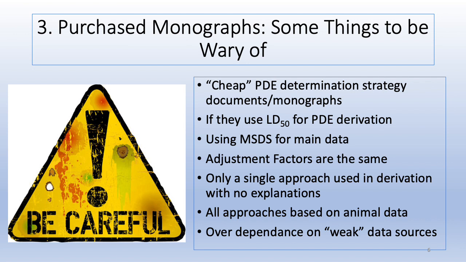And then also if there's over-dependence on what I've termed weak data sources, like it seems like the whole monograph is based on abstracts or is based on anecdotal information. Those are things that you generally want to look out for.